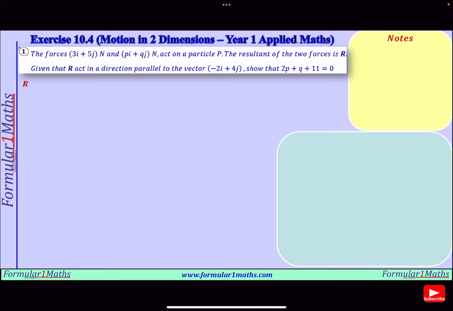This is exercise 10.4, GCE A-Level Applied Maths, Year 1. Exercise 10.4 is on motion in 2 dimensions. We've got 3 questions to answer.